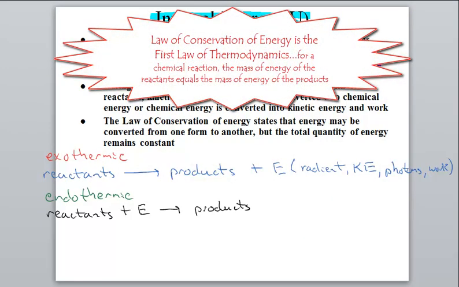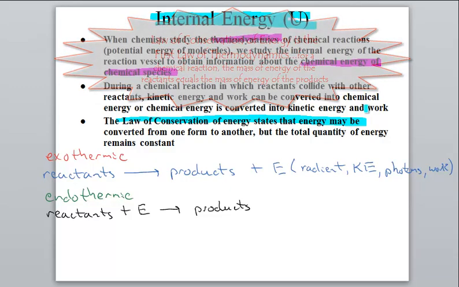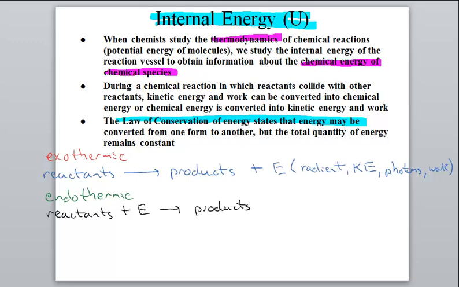Regardless if it's exothermic or endothermic, what's definitely true comes from the law of conservation of energy. Energy isn't created or destroyed during a chemical reaction. Its form may be different. It can be transferred or transformed. The question that chemists really want to answer is, is the flow of energy going into the system, or is the flow of energy going out of the system?